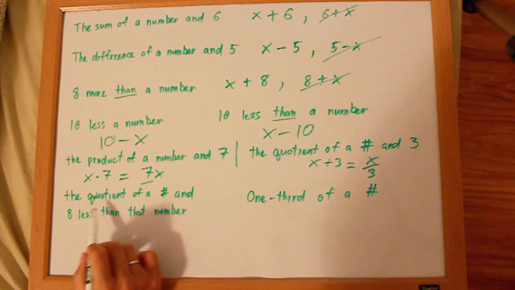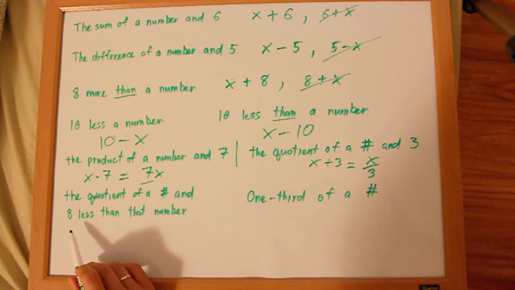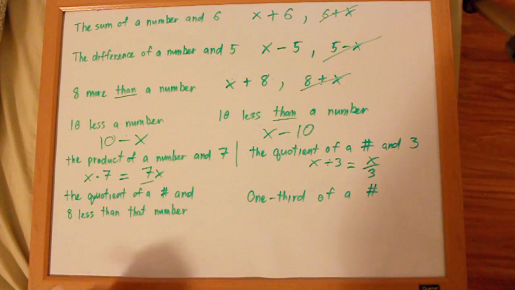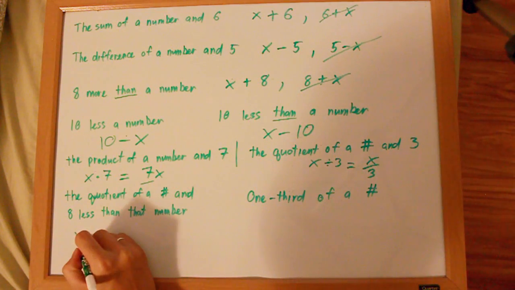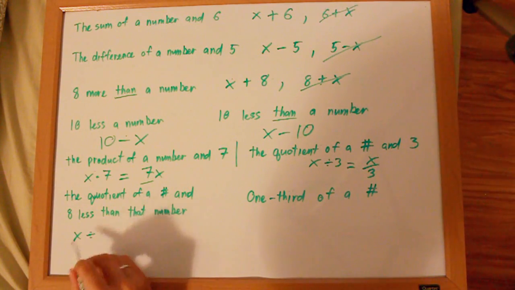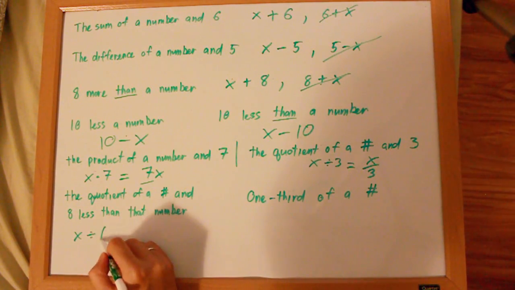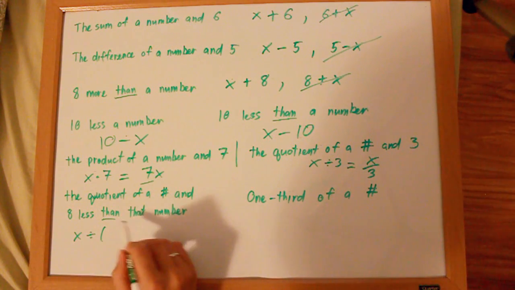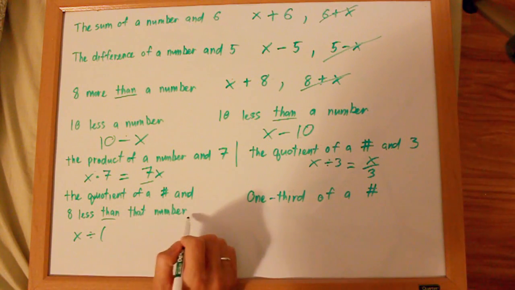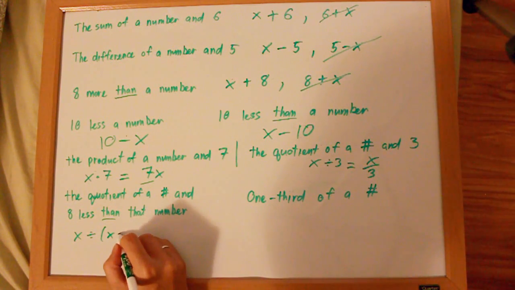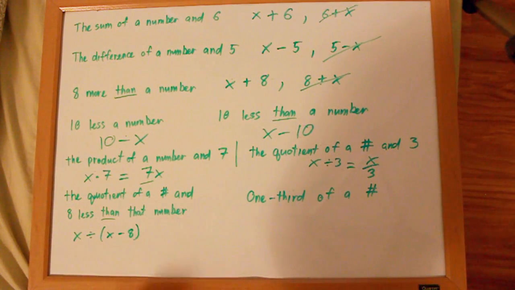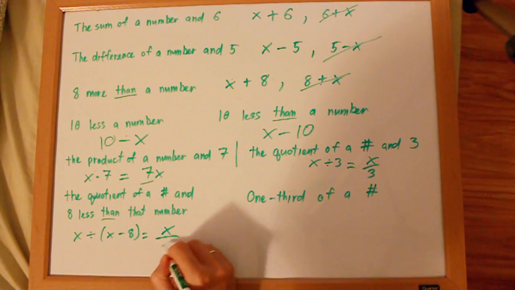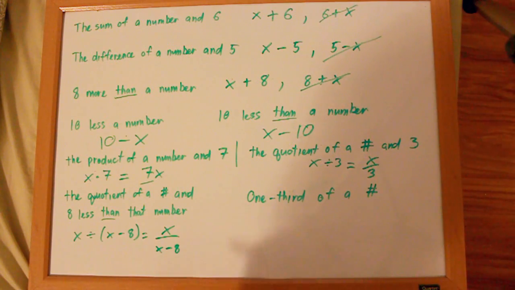Next one, the quotient of a number and 8 less than that number. Same thing, quotient means division. So a quotient of a number and 8 less than that number. Remember, with than, you put the variable after it in front: x minus 8. Make it into a fraction, x over x minus 8.